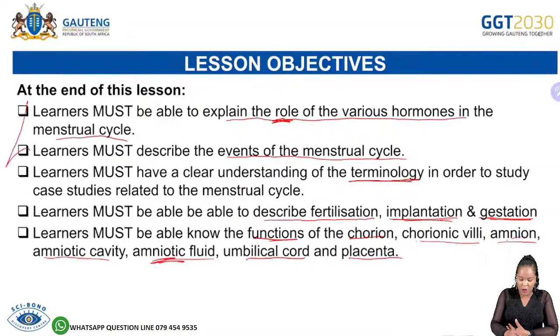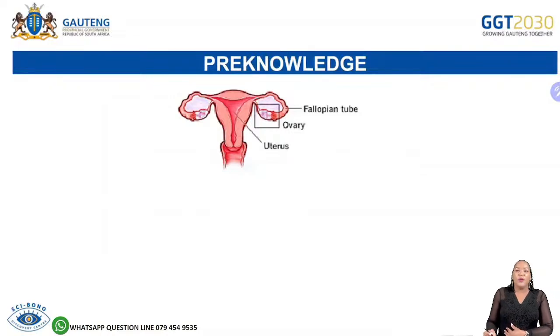So these are all the objectives that you need to achieve at the end of this lesson. When we start the lesson, you keep this in mind and then you check if you are able to achieve all of these objectives. Right, so we'll start with the pre-knowledge.